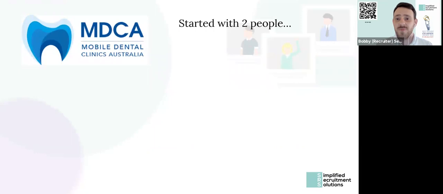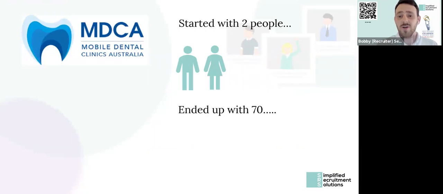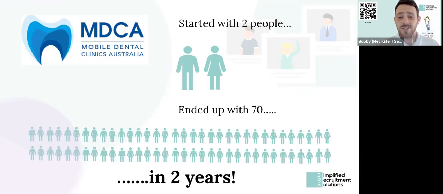I had a previous business before this, which I started with 2 people and ended up with 70 people. And that was all in the space of 2 years. And the processes I show you today are exactly the same process that I used to grow that business to 70 people in 2 years.